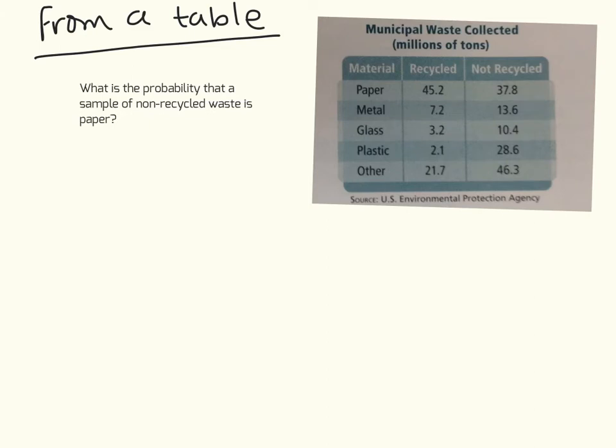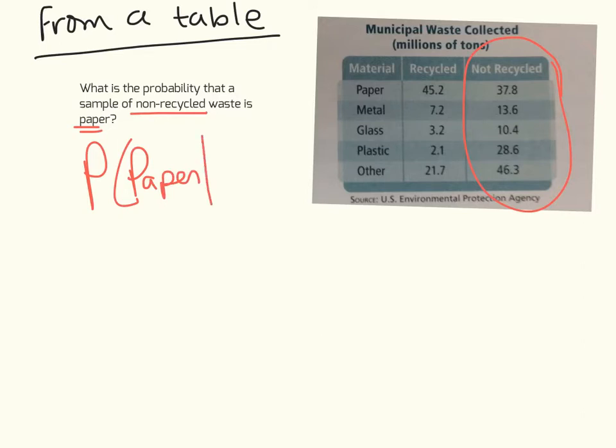Okay, so figuring out conditional probability from a table, we might want to look at a table like this, where we have a question: what is the probability that a sample of non-recycled waste is paper? So this is a conditional probability. Here they're telling us a sample of non-recycled waste, so they are limiting what we're looking at to things that are not recycled. So that's like the probability that it's paper given that it's non-recycled.